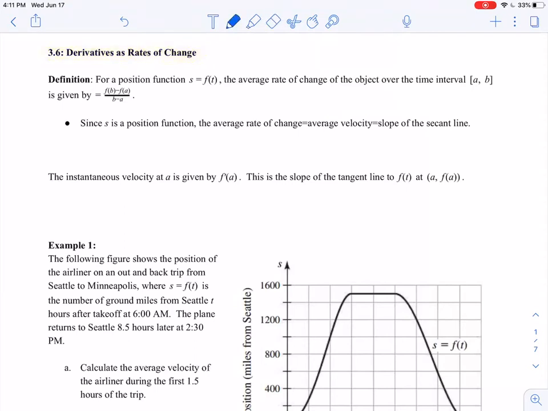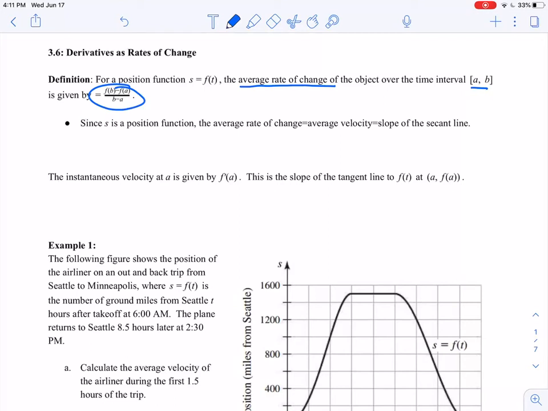Most of the time in this section, we're going to be working with a position function, s equals f of t. The average rate of change of an object over some time interval a, b, is given by f of b minus f of a over b minus a. This is not a new formula. This is just the slope formula.